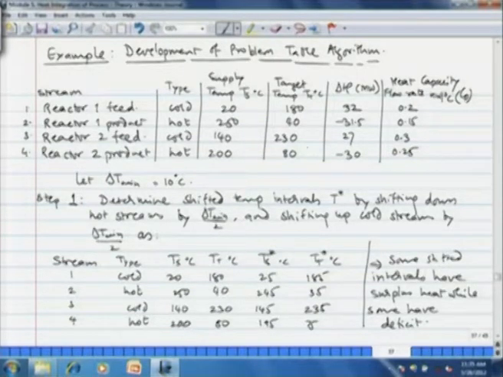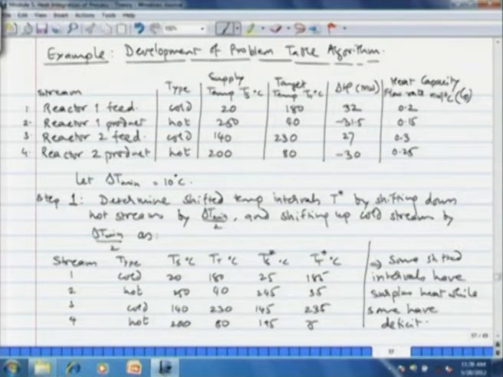Reactor 1 feed is a cold stream with supply temperature of 20 degrees and target temperature of 180 degrees. Reactor 1 product is a hot stream with supply temperature of 250 and target temperature of 40. Reactor 2 feed is a cold stream with supply temperature 140 and target temperature 230, and reactor 2 product is again a hot stream with supply of 200 and target of 80 degrees. Together we have 61.5 megawatt of excess heat from the two hot streams, and the heat requirement is 59 megawatt for the two cold streams. Now we assume delta T min to be 10 degrees centigrade as in the previous case.